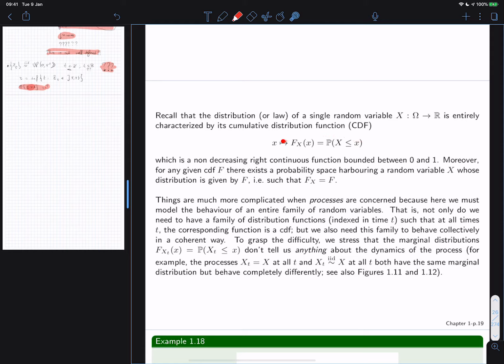cumulative distribution function. The way you describe a random variable is you describe the function which associates to a real value x or a vector x the probability that X is less or equal than little x. And if you're in a real random variable, well, this function is non-decreasing, right continuous, bounded between 0 and 1. That's one of the fundamental results of probability theory.